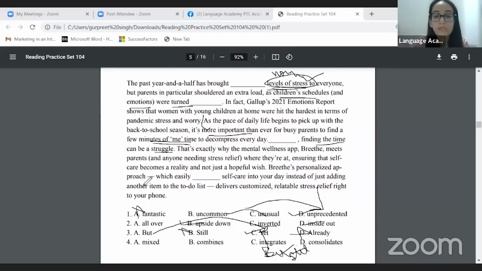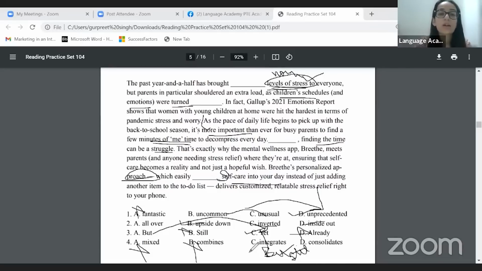Okay. So our noun is singular, Breathe's personalized approach, which dash self-care into your day. So approach is singular, so we need a verb with S. So we have nothing to do with past tense here. So now this approach combines self-care into your day. Combines is not possible because for combines there should be two things. And we only have one noun, which is approach. Approach integrates self-care into your day. Integrates could be understood as incorporates.